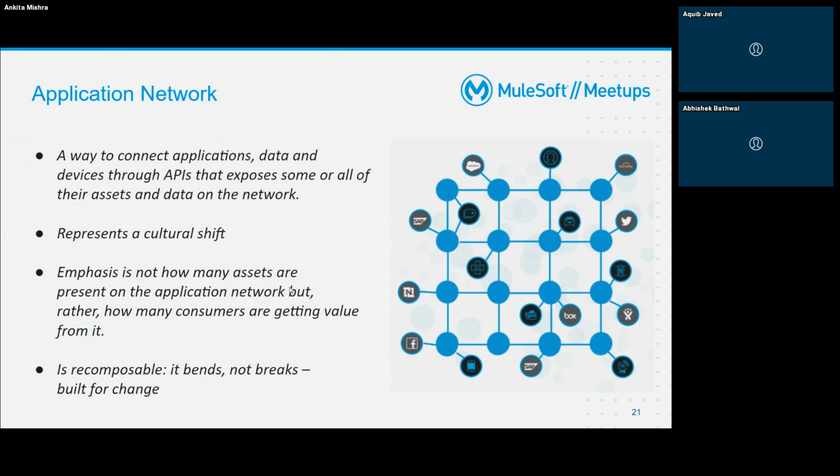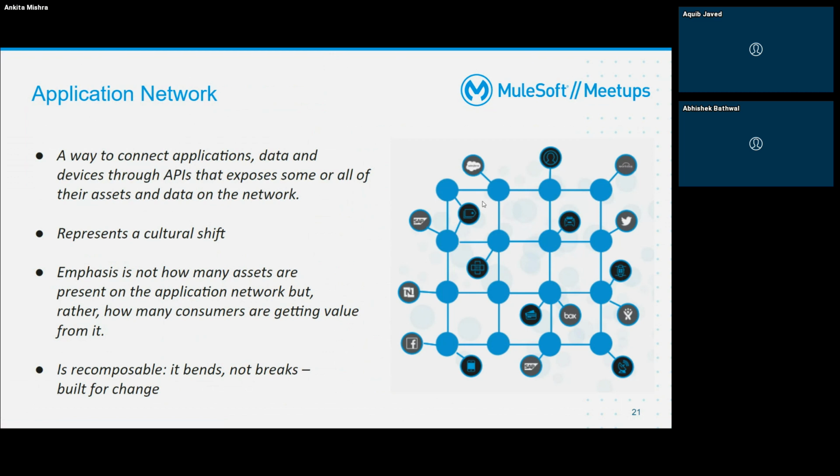Okay, all right. Now, if we continue working with this API-led connectivity approach, it will lead to the building of an application network. What is an application network? It is a way to connect applications, data, and devices through APIs that expose some or all of their assets and data into the network. It represents a cultural shift from your traditional approach to your modern approach.